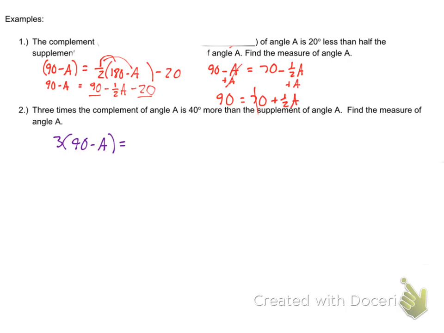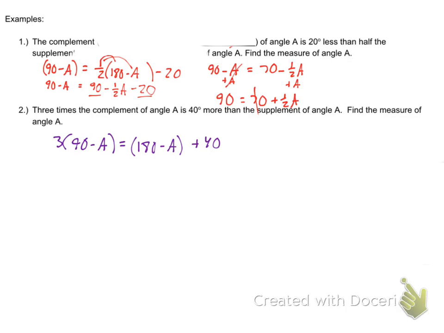Equals 40 more. To be 40 more than something, you need to be plus 40, but at the end. What is the thing that you're being more than? 180 minus A. Do I need anything else? No, I don't think so.